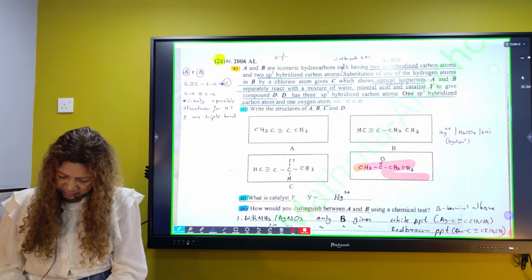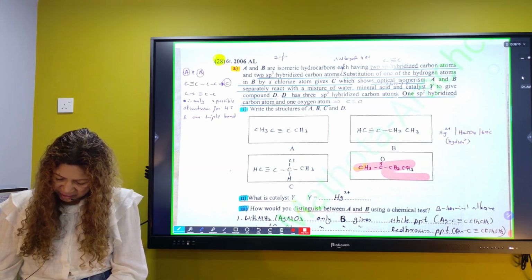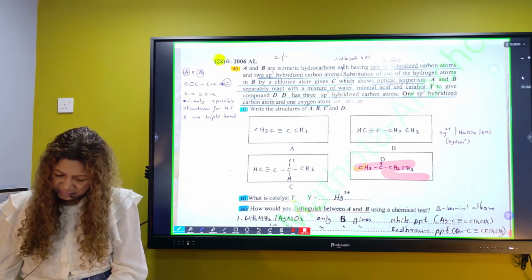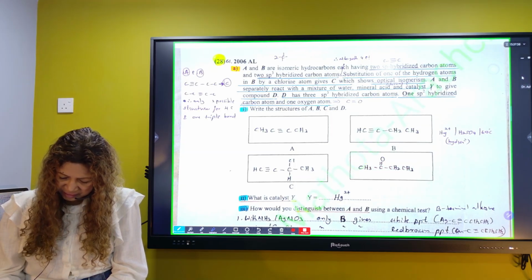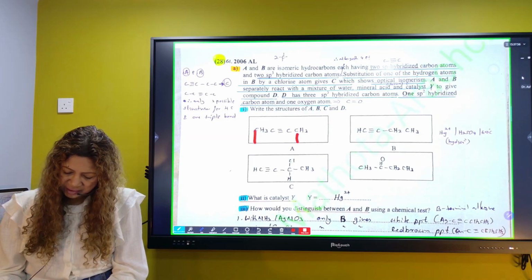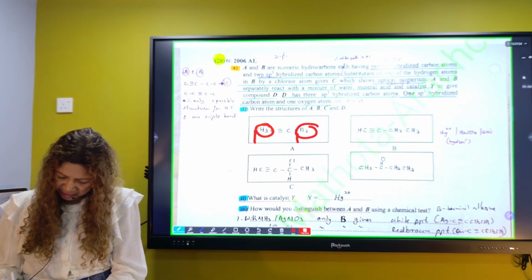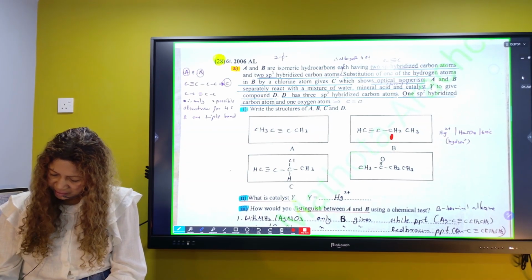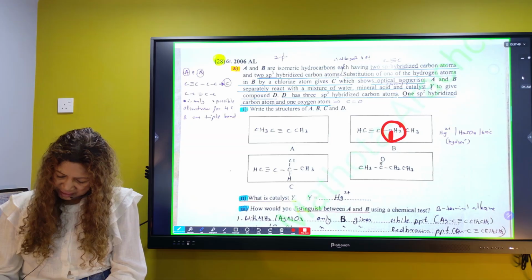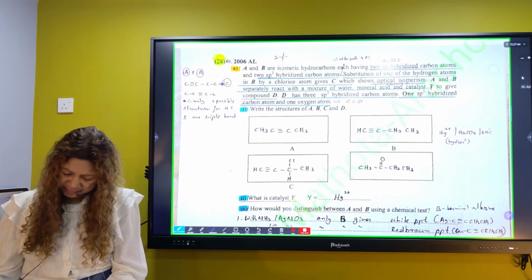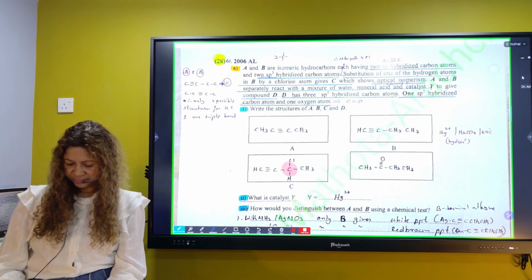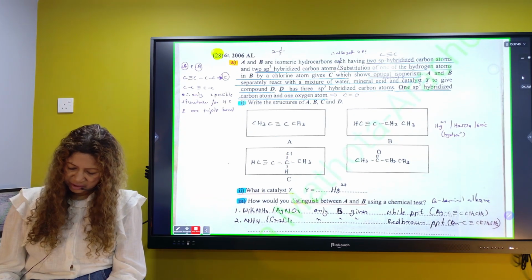So if you go with adding of HCl, if you substitute any chlorine to this, see, any chlorine to this one, still you have 2 hydrogen. But if you substitute any chlorine to this one, you have only 1 hydrogen. That is the one which is showing this chiral carbon here. So Y is Hg2 plus.